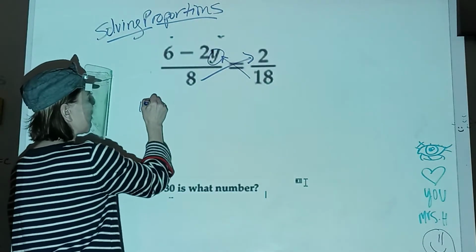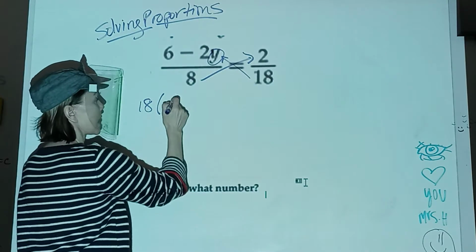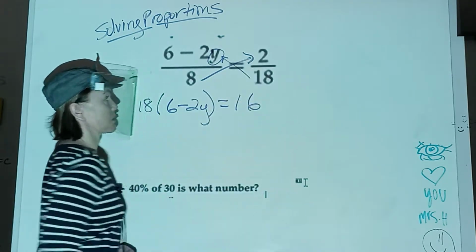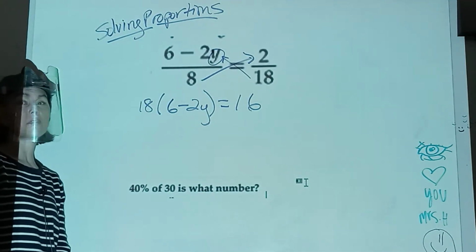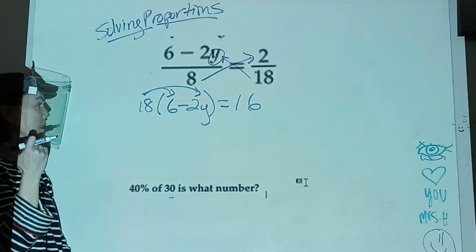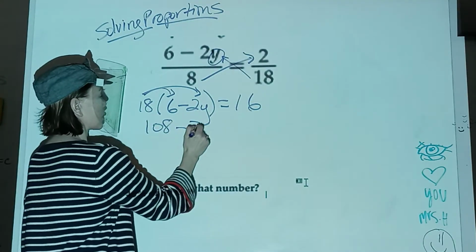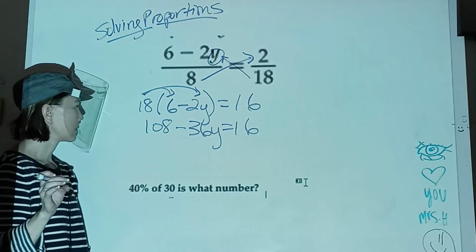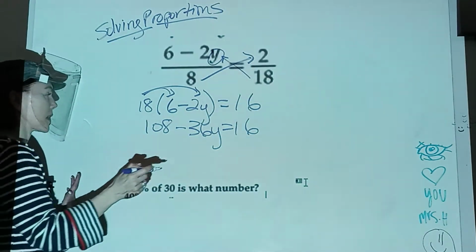Take the 18, bring it down, times, you're going to take 18 times the numerator of this, right? 6 minus 2y equals, now 8 times 2, we can just say 8 times 2 is 16, okay? Now we just solve it like a regular algebraic equation, distributive property. So what did we say 18 times 6 is? 108? Okay, minus 36y equals 16, which is 2 times 18, 36? Yes? Yes. Okay, so now we just solve for y, you guys.